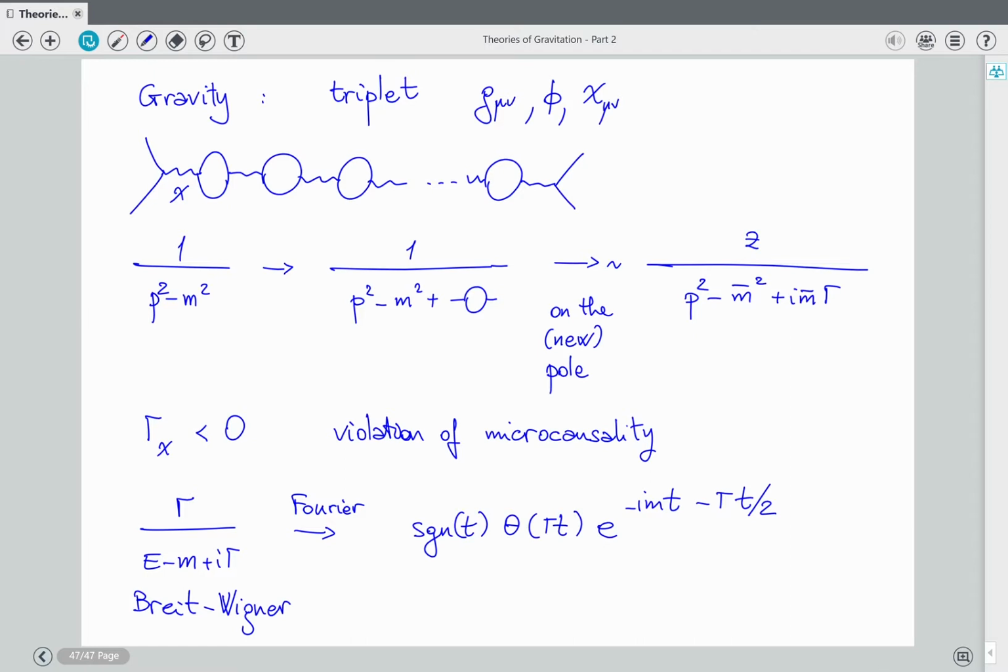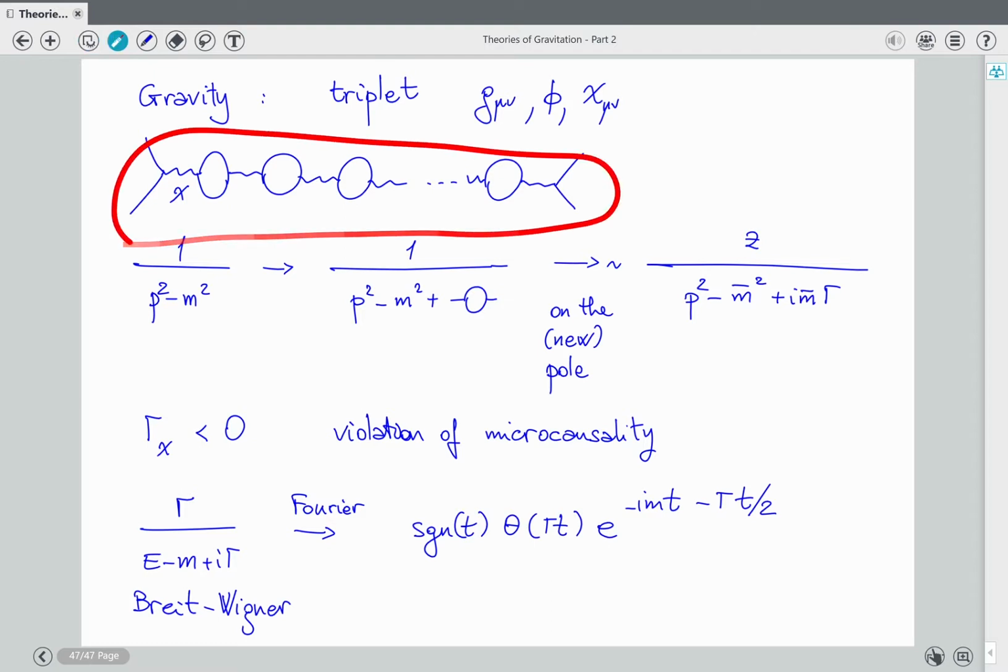Last time we were describing what happens in quantum gravity at one loop, actually. In particular, this was the correction to the chi propagator.